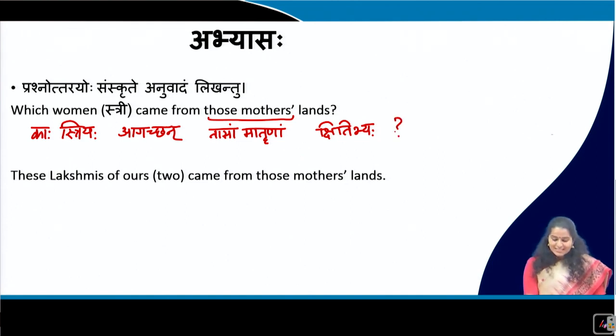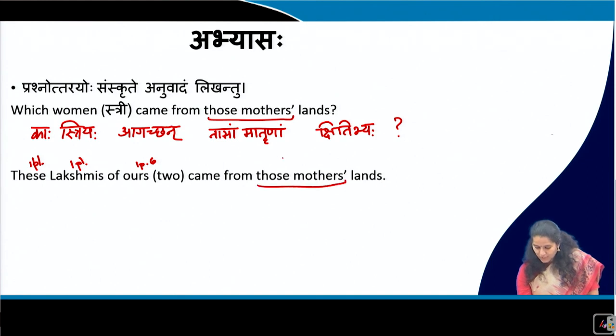Uttaram kimasti. These Lakshmis of ours too, came from those mothers' lands. So take the trouble just to do the deciphering of it, the decoding of it. So these Lakshmis of ours, the two of them. So these Lakshmis, so this is in the Prathama Vibhakti Bahuvachanam, plural. So Prathama Vibhakti plural, and of ours. So this is the first person sixth Vibhakti of ours, came from those mothers' lands. So these two again we saw was sixth Vibhakti, Shashti Vibhakti and in the plural, and this goes together. So there's a fifth plural and this is the fifth plural.